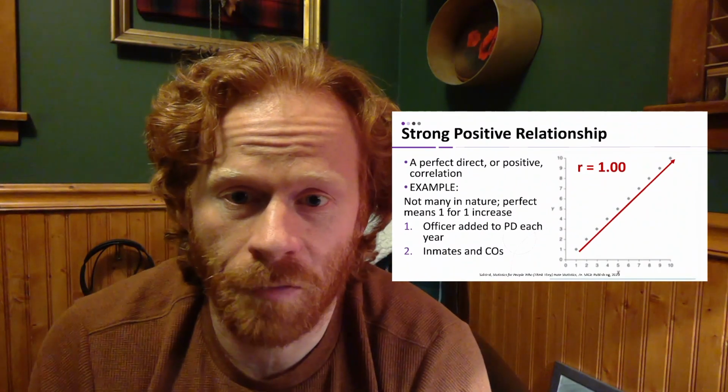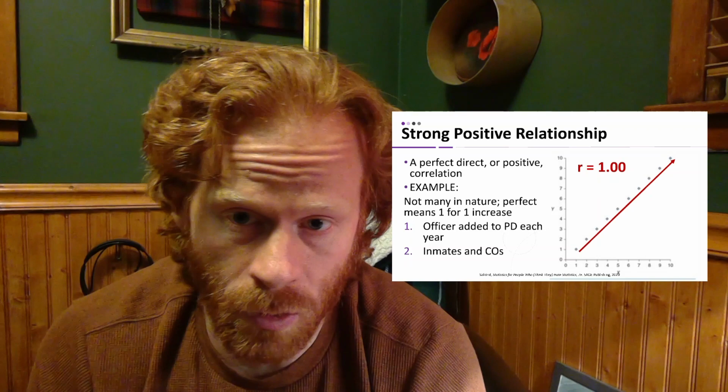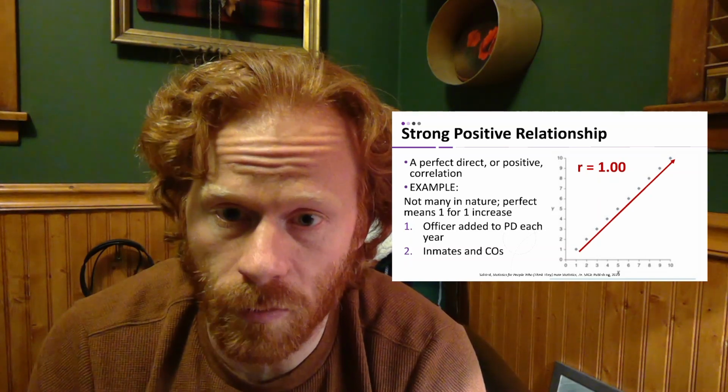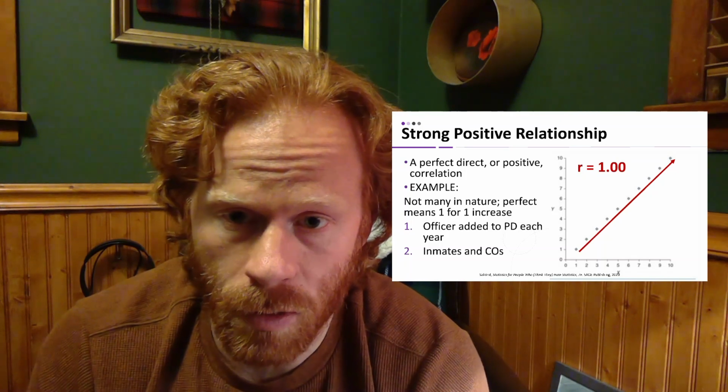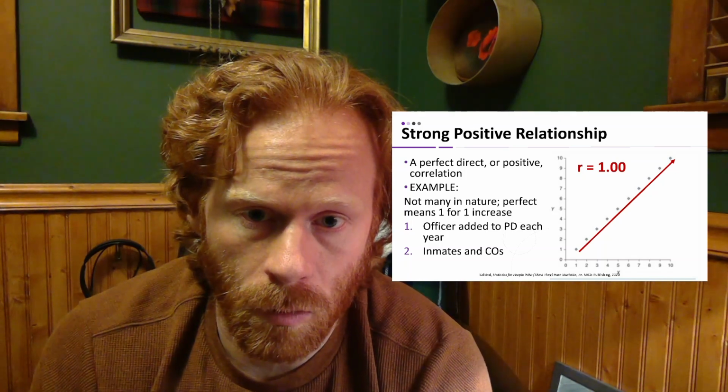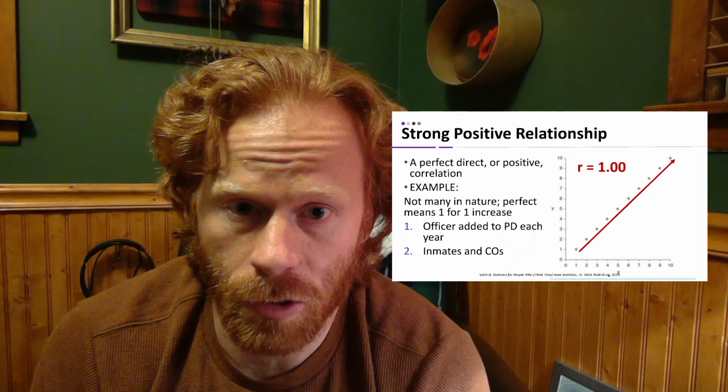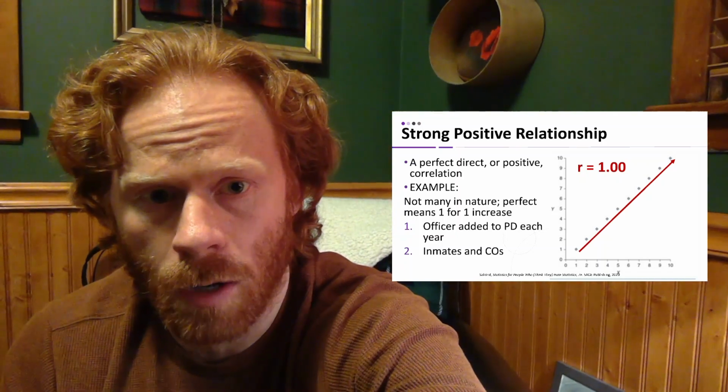As I said, there are different strengths. 0 is going to be no correlation whatsoever, and then the closer we get to 1, whether positive or negative, is going to represent the strength of the relationship. So we can have a strong positive relationship.